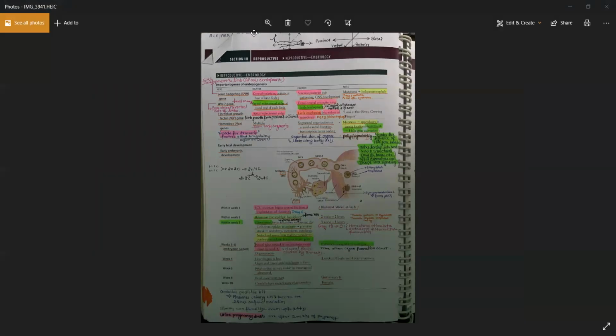While the urine pregnancy test is positive after 2 weeks, can you repeat why? What was the question again? Please repeat it, your voice is not very clear. The urine pregnancy test is positive after 2 weeks, can you repeat why? You want to know why the urine pregnancy test is positive only after 2 weeks, right?